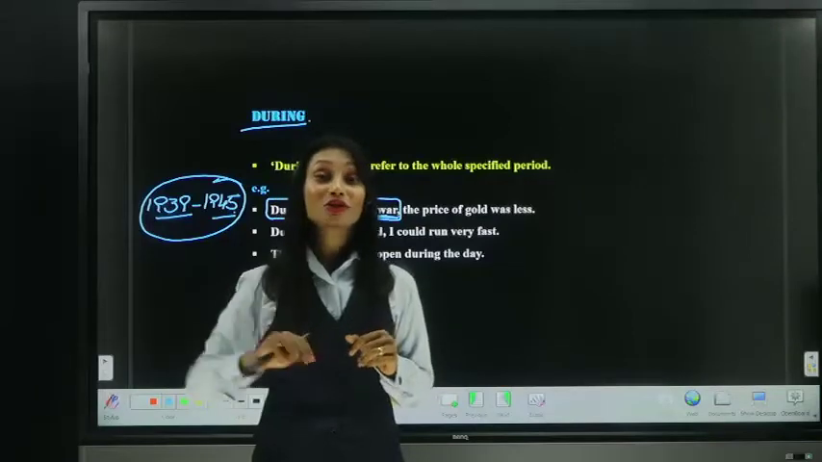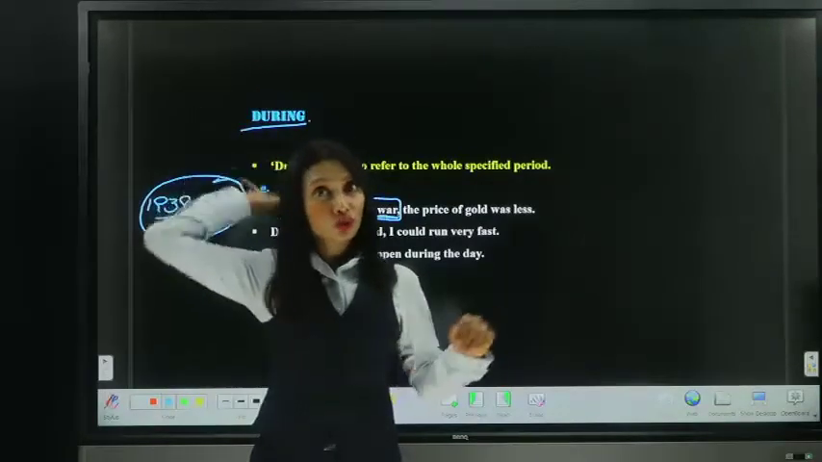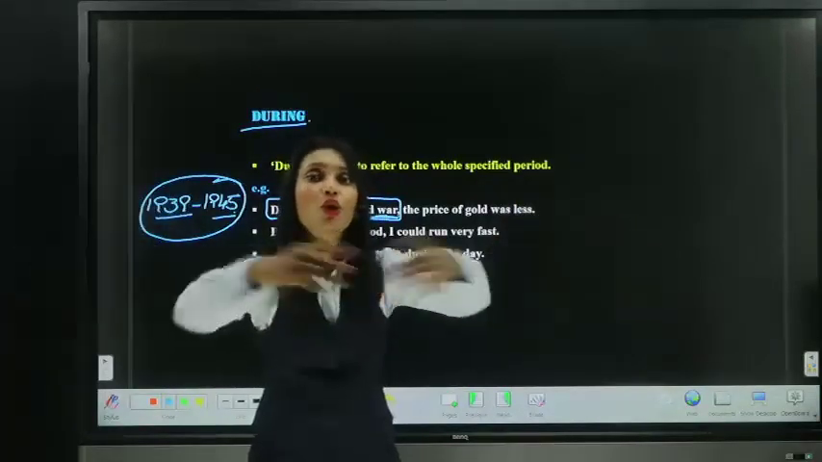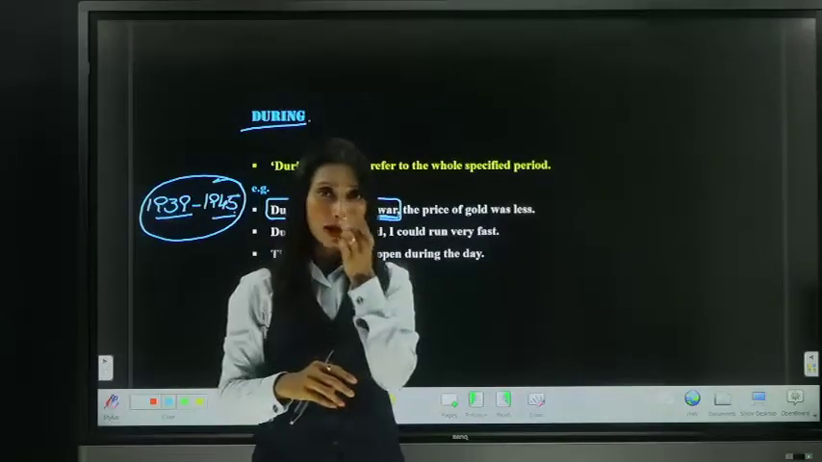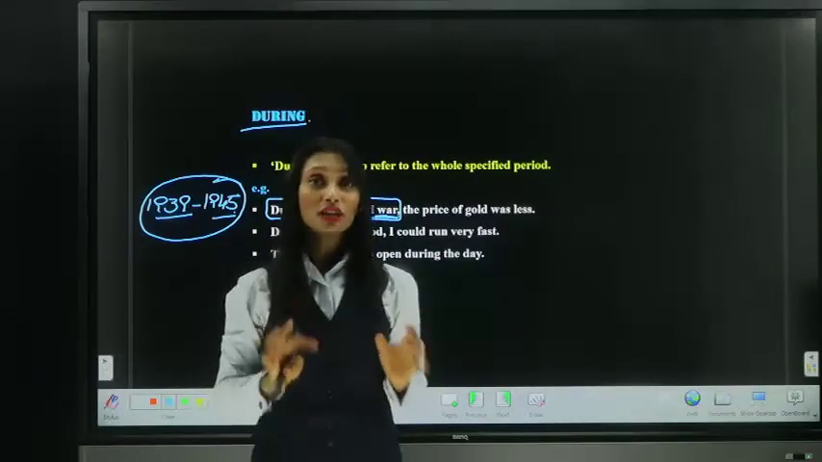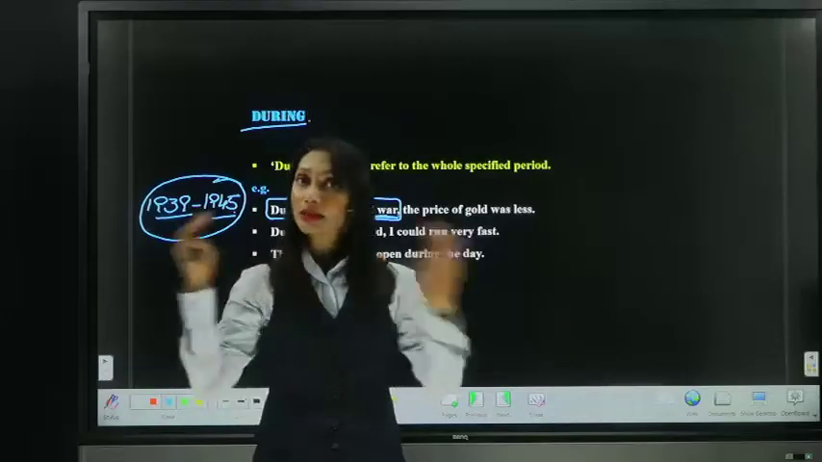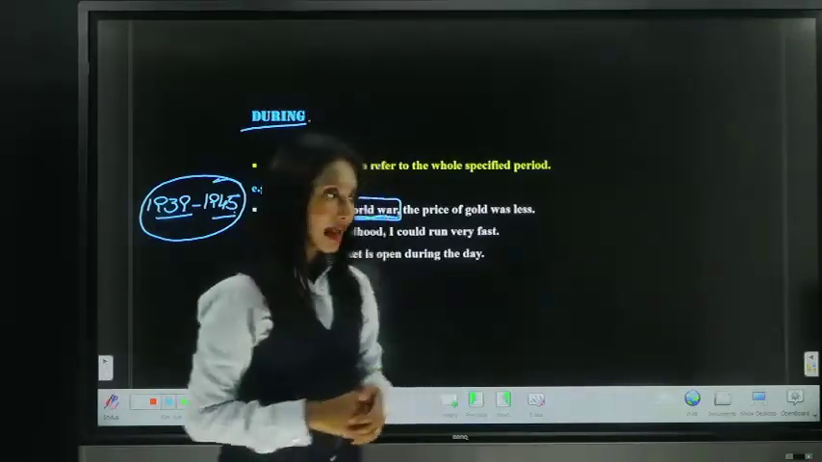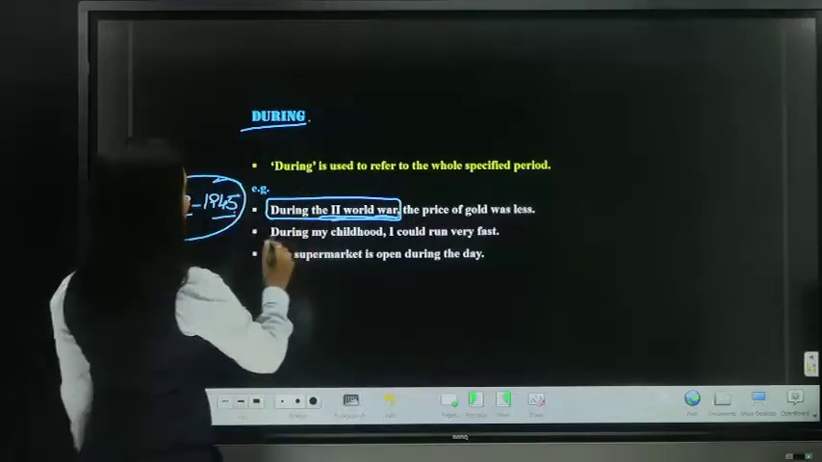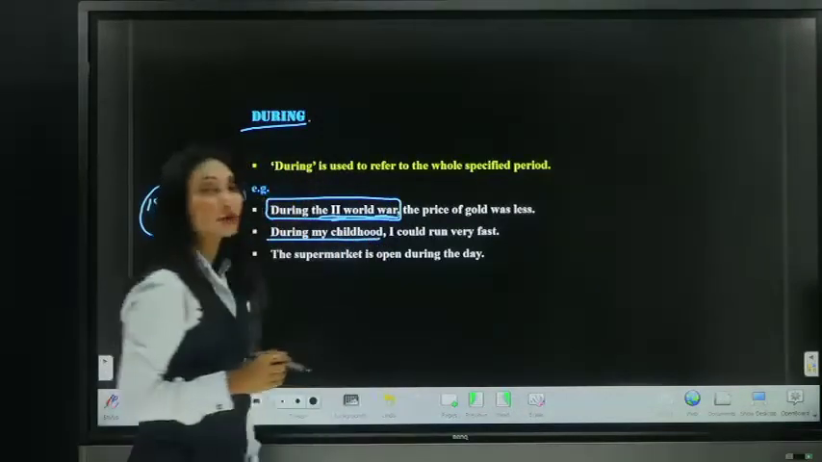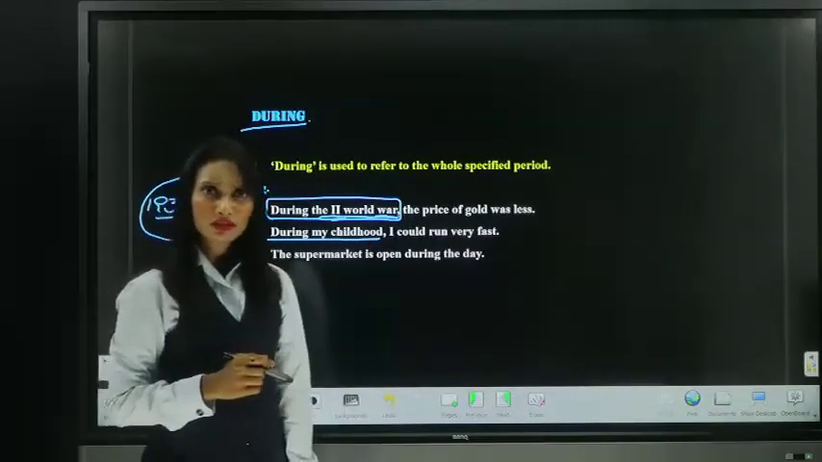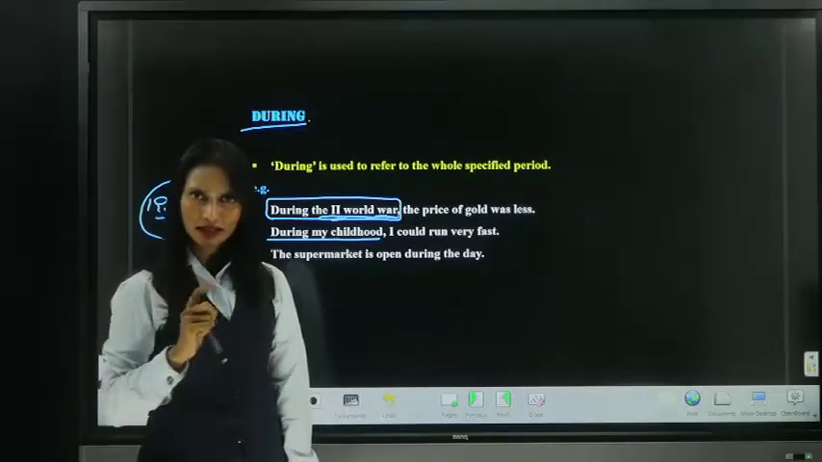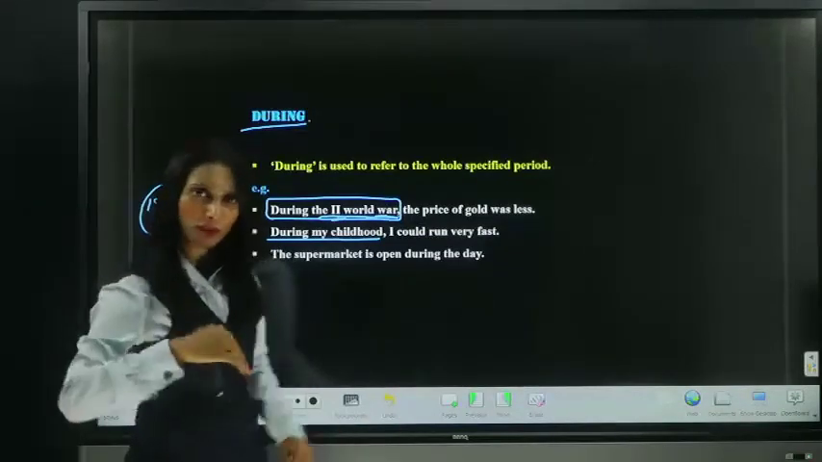So we are talking about during World War II, at that period of time, the whole specified period of time. I hope you understood this. So during World War II means during the whole specified time, not at the beginning or in the middle or the end. So look at this. During my childhood, I could run very fast. Childhood means 1 day, 1 month, 1 year? No, that whole specified period of time.